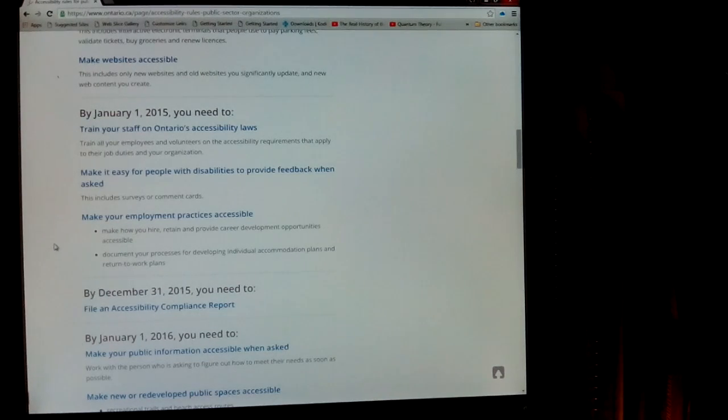So by January 1st, 2015, you need to train your staff on Ontario's accessibility laws. Train all your employees and volunteers on accessibility requirements that apply to their job duties in your organization. Make it easy for people with disability to provide feedback when asked. This includes surveys or comment cards. Make your employment practices accessible. Make how you hire, retain, and provide career development opportunities accessible. Document your processes for developing individual accommodation plans or return to work plans.